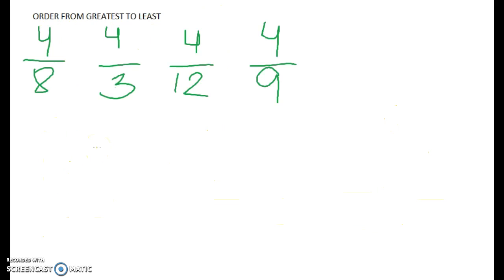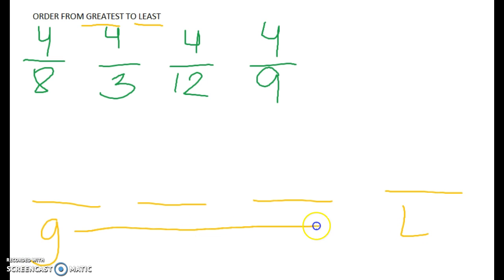In our last example, we're going to order from greatest to least. There are 1, 2, 3, 4 fractions, so we'll make 4 blanks, label them greatest to least. Thinking of our steps, step 1, do our fractions have the same denominators? 8, 3, 12, and 9. Since they do not have the same denominators, we're going to go to step 2.